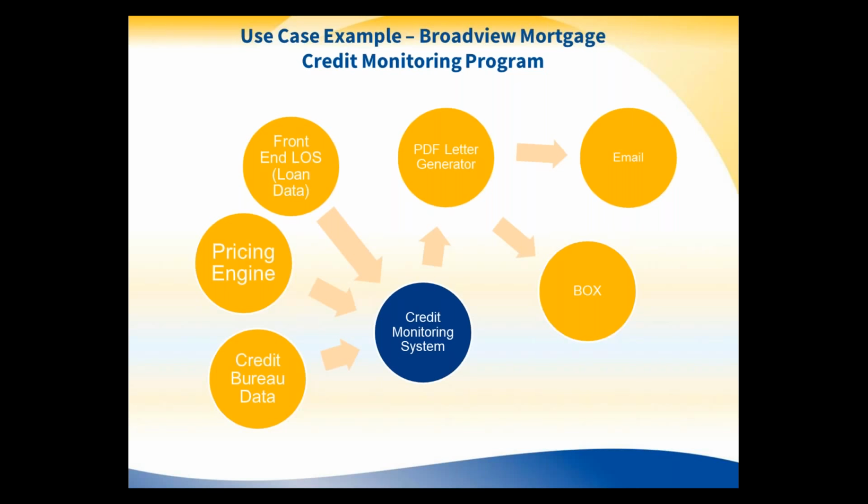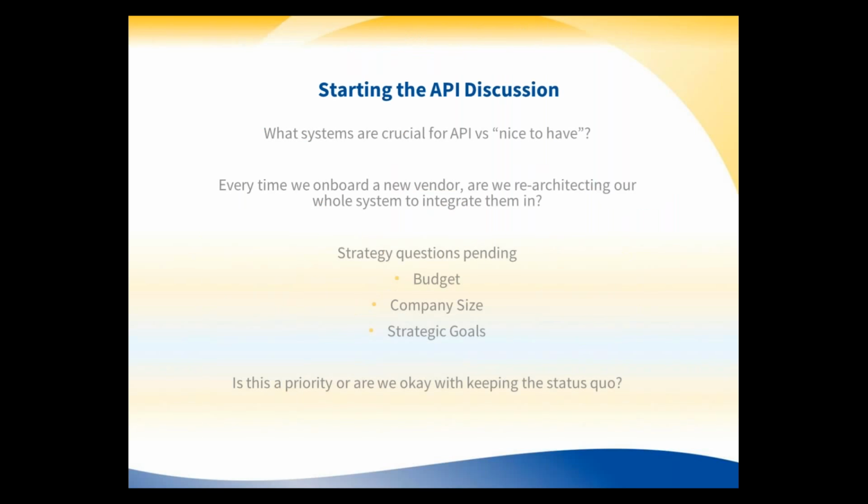And then we push it through another API, which is a PDF letter generator, which then triggers additional steps going down the line to send out an email of a firm offer of credit, as well as put a copy in a box for our record retention. Now, these two examples just showcase an API strategy of how data can flow through your various processes.